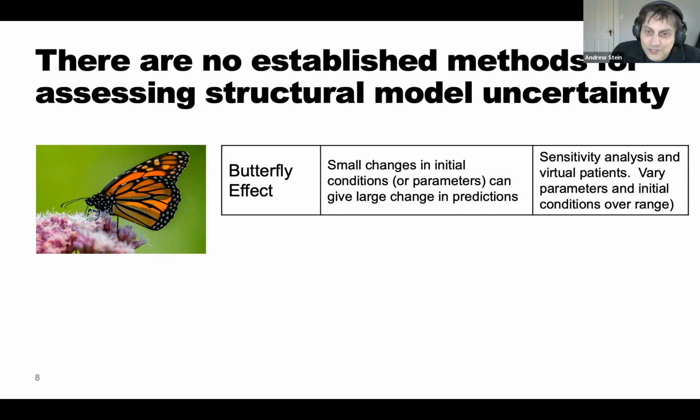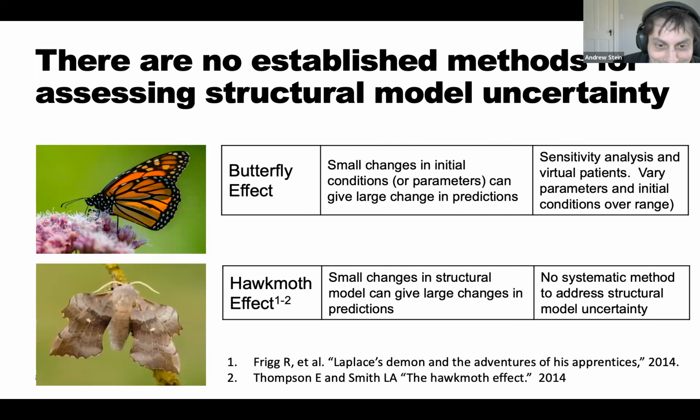And this is an issue that, to some extent, we know how to deal with well, in that you can do sensitivity analyses or simulate virtual patients and explore a large range of that parameter space to just understand the consequences of that. But the butterfly effect has this ugly cousin known as the hawkmoth effect. And that's where small changes in the underlying structural model can also give large changes in the prediction.